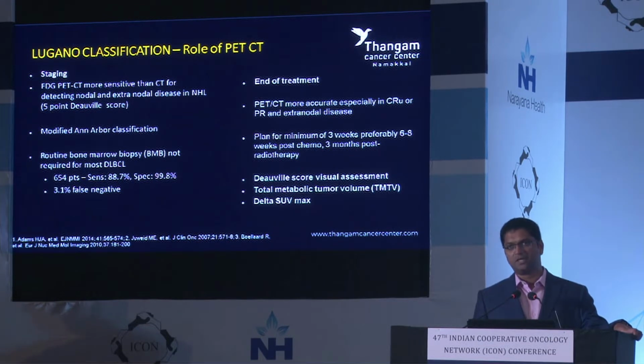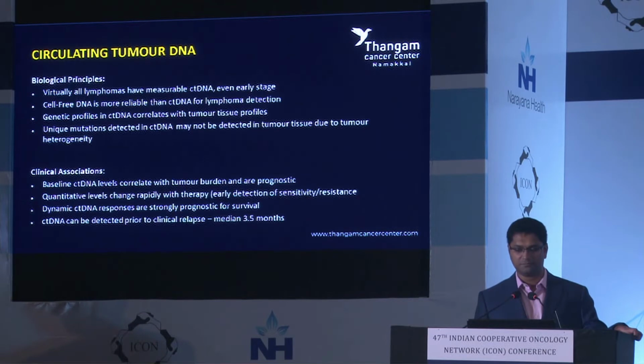The end of treatment again is assessed by PET, which is more accurate than CT especially in CRU or PR or extranodal disease. There should be at least a minimum of 3 weeks, preferably 6 to 8 weeks between the last chemotherapy and your PET assessment. Other ways to prognosticate with PET. Currently we use the Deauville score visual assessment. Other studies use total metabolic tumor volume and delta SUV max for prognosticating response.